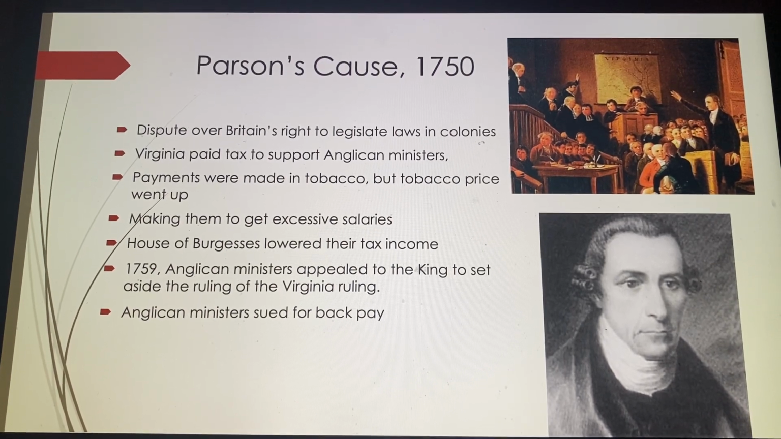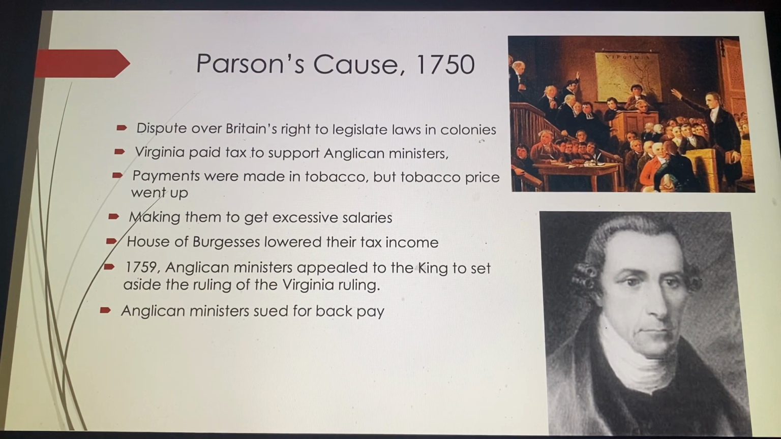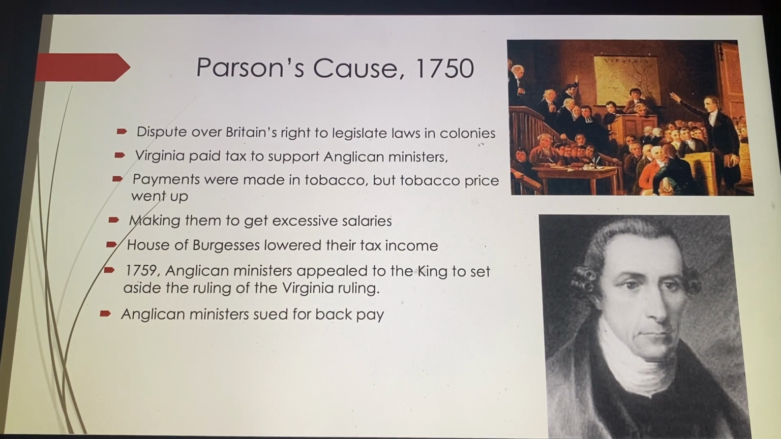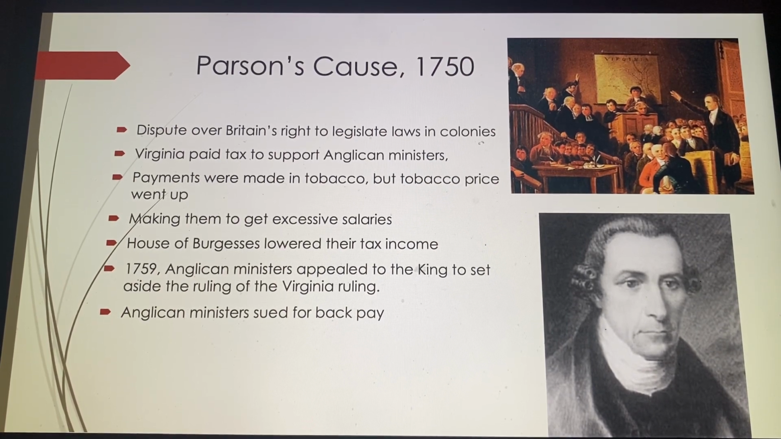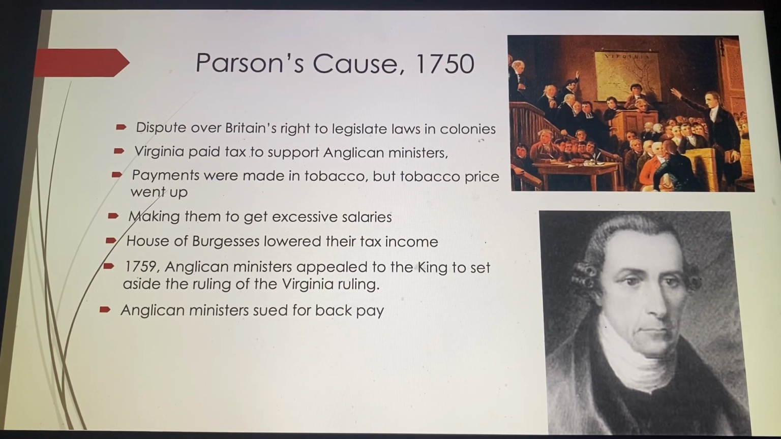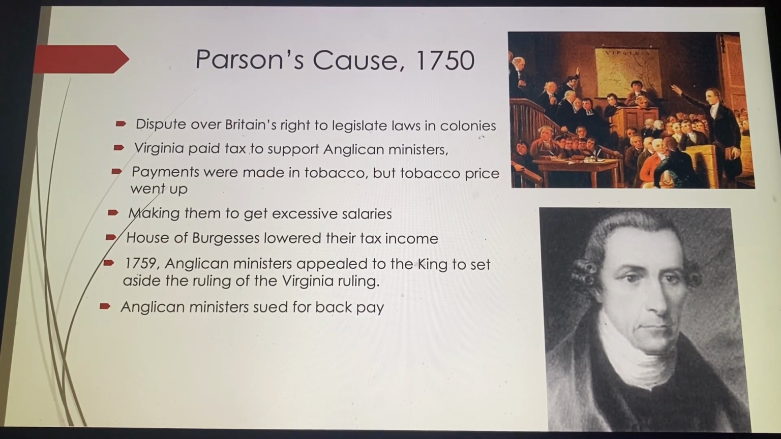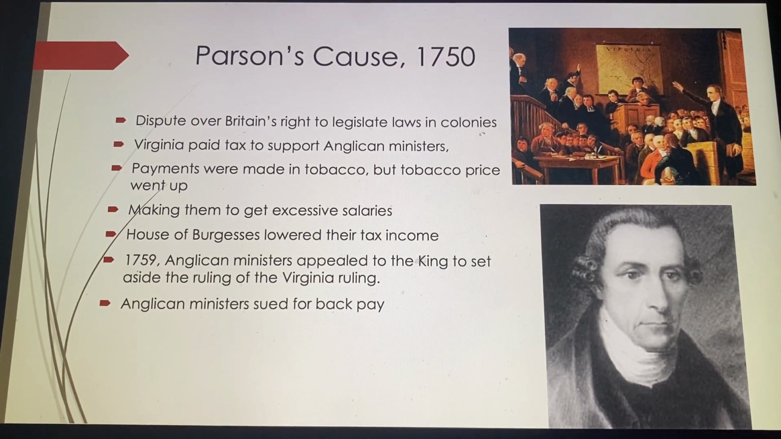Well, the payments were made in tobacco, but the tobacco price went up. So when the tobacco price went up, they were making an excessive amount of money in salaries, as being taxed from the Virginians. So the House of Burgesses lowered their tax and said, no, we can't pay you that much now, since the tobacco's worth so much more money. Okay, that was the dispute.